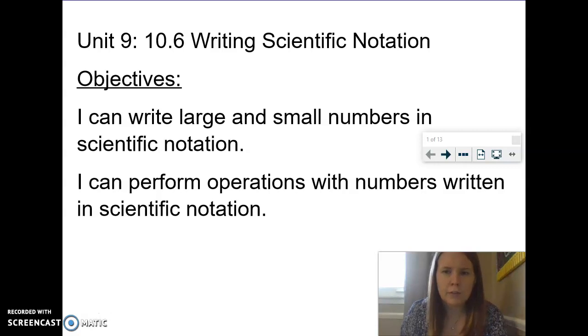So in the last unit lesson, we were talking about reading your scientific notation and how to change it to standard form. Here are the learning targets for this lesson. I can write large and small numbers in scientific notation. So we're taking things from standard form and we're going to put them into scientific notation form. And I can perform operations with numbers written in scientific notation.